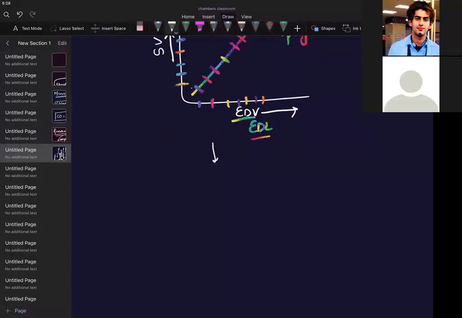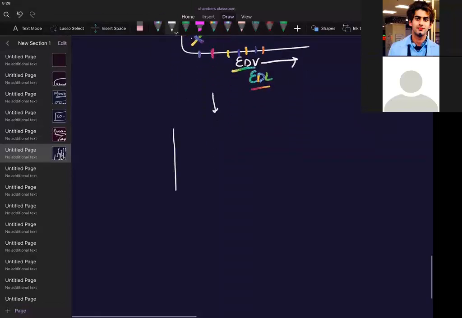So this was the graph, the same graph, stroke volume and end diastolic volume. But I'm going to make it like this: end diastolic volume, stroke volume, and end diastolic volume, stroke volume. Now, if I give a positively inotropic agent, meaning this positive inotropic agent will stimulate the cardiac contractility, will that shift this curve?